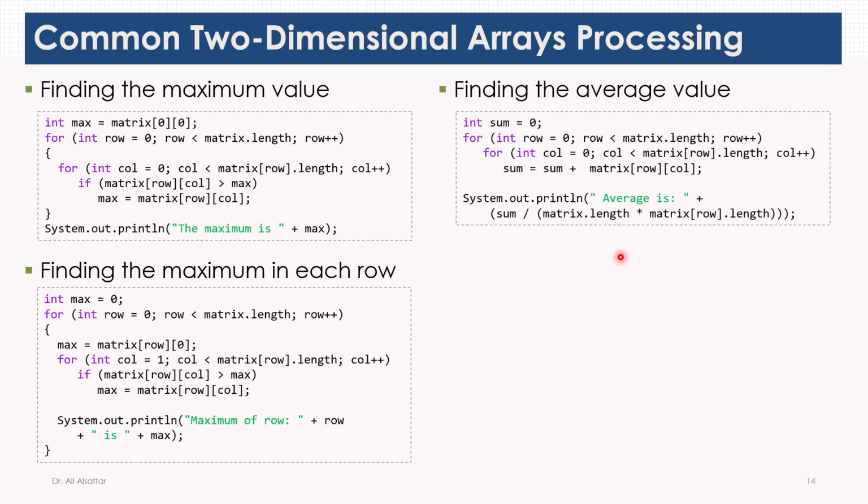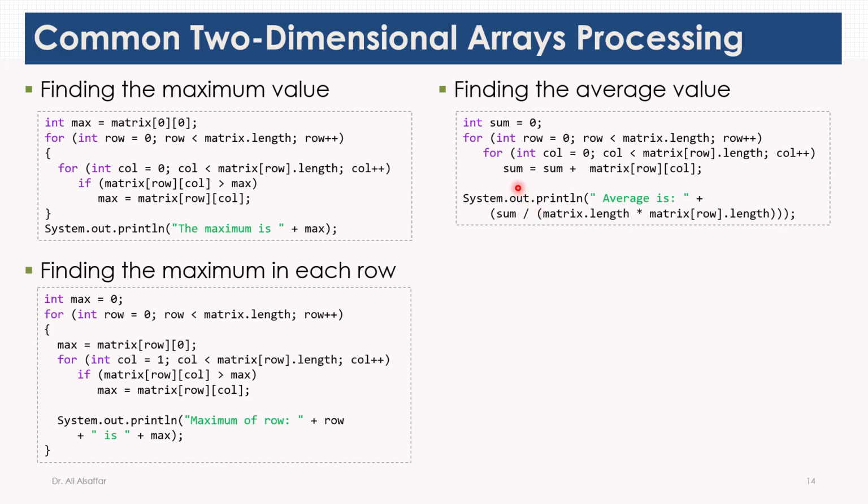Also, as a common processing for two-dimensional arrays, it is requested to find the average value in the whole array. Then here again, it doesn't matter if you process the array row by row or column by column, as long as you are going to visit every value in the array. In this listing, we are visiting the array row by row. So to find the average, you need a variable for holding the sum, and after you find the sum, you divide by the number of entries in the two-dimensional array.